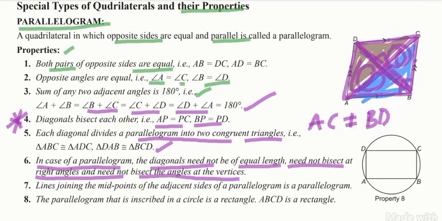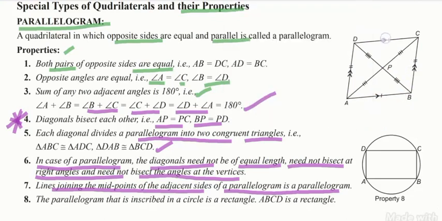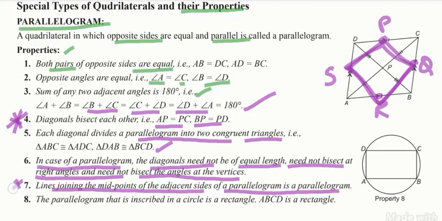So the seventh point, the figure formed by joining the midpoints of adjacent sides of a parallelogram is a parallelogram. So what is the meaning? If you take the midpoints of the sides of the parallelogram, suppose P, Q, R, S, and join P, Q, R, S, the figure formed is a parallelogram. Still it is a parallelogram. So nice one, note it.